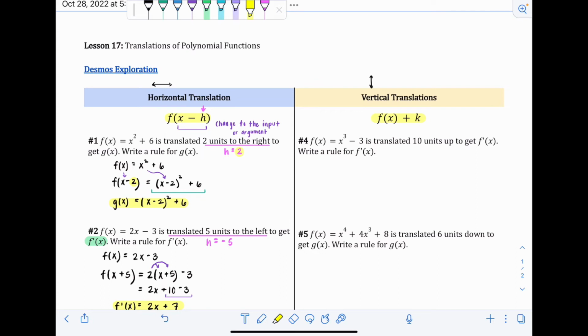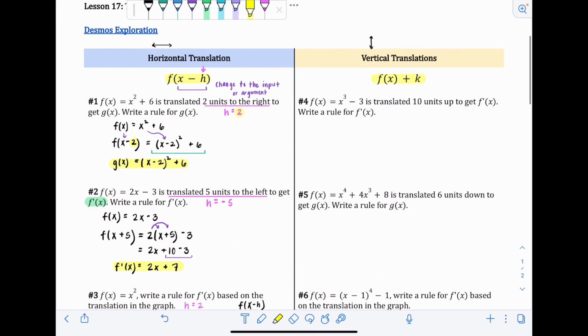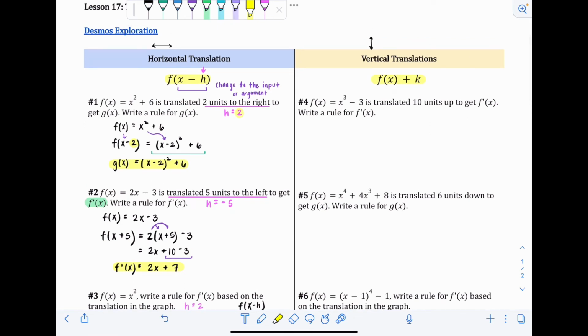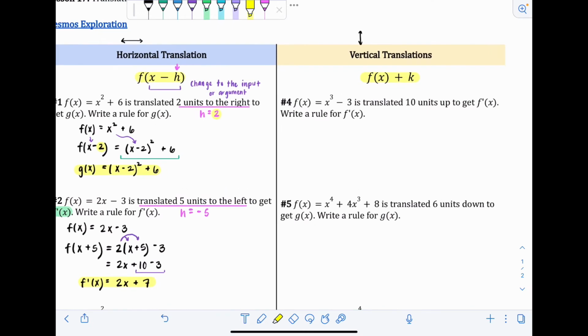With horizontal translations, we're changing the input, so we'd have to change every single x within the function. Our function just had 1x, so that's where I may go back and change something. With vertical translations, you're just adding k, a constant number, to the end of it. So you're not having to change multiple parts of the function. You're just always tacking on a constant number at the end.